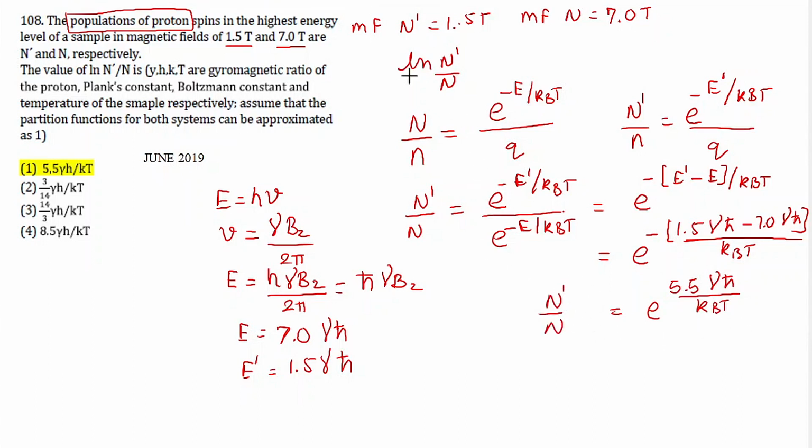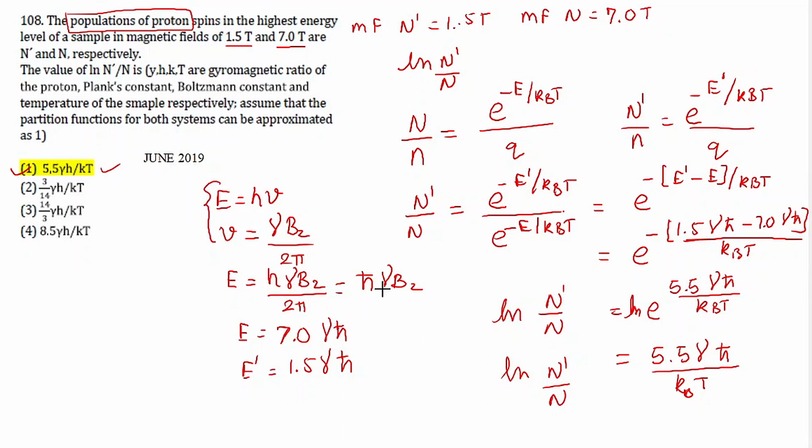Now we have to find out ln, so we'll take ln on both hand sides. When we take ln over here and ln over here, we know that ln and e are opposite functions, so we will be left with 5.5 gamma h cut upon kBT. So this is the final answer, that is ln of N dash upon N is equal to 5.5 gamma h cut upon kBT. So that is the answer.